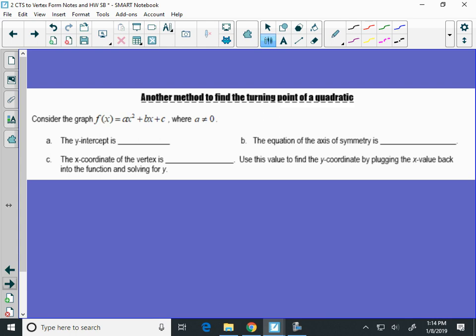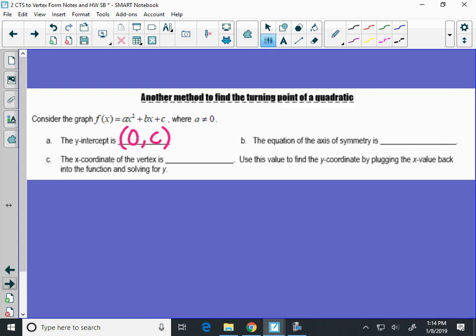All right, so this is a reminder of what we've done. When you have standard form, the y-intercept of your graph is always 0, comma, the constant C. C is for constant, that number on the end in standard form.